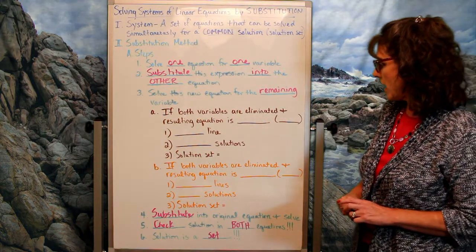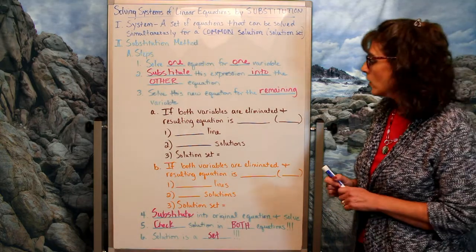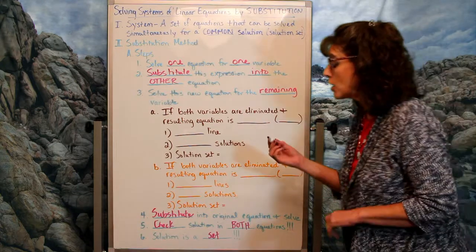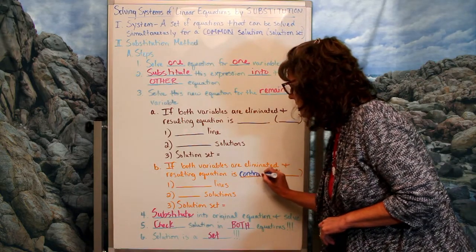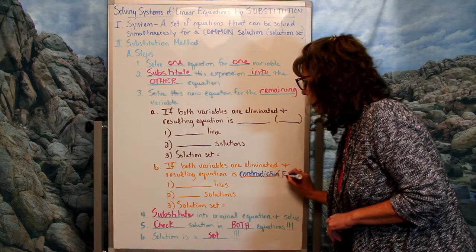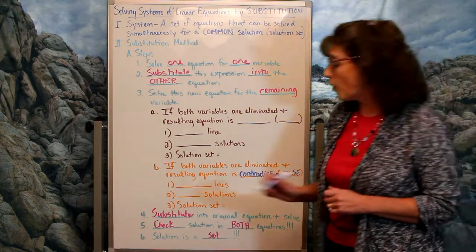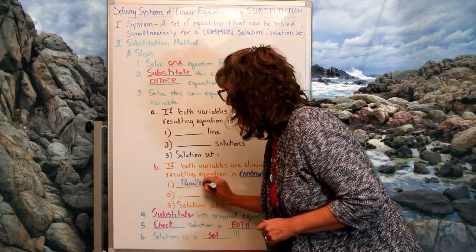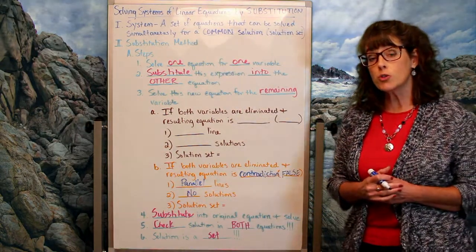So let's flip over here now, and let's take a look at the orange set here. With the orange set, we are looking at a situation when both variables are eliminated. The resulting equation is a contradiction. A contradiction simply means that we had a false statement. And we said, okay, when it's false, we have parallel lines because we have no solutions. And remember, how do we express that solution set?